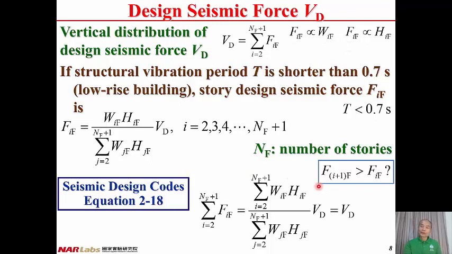And here's the question for all of you. Is F(i plus 1)^F, the design seismic force of the floor above, always larger than Fi^F, the floor itself? Therefore, the question is: is F(i plus 1)^F always larger than Fi^F? That's my question. And N^F is the number of stories of the building.